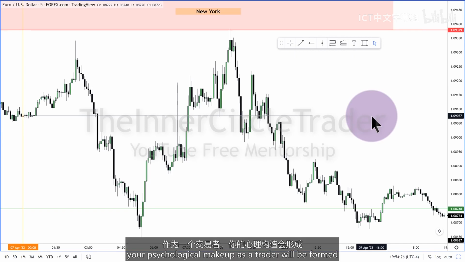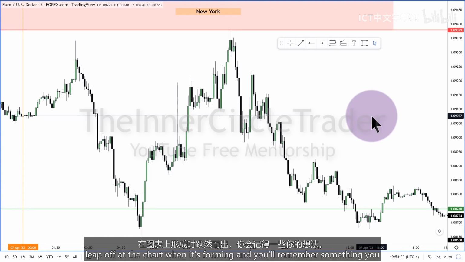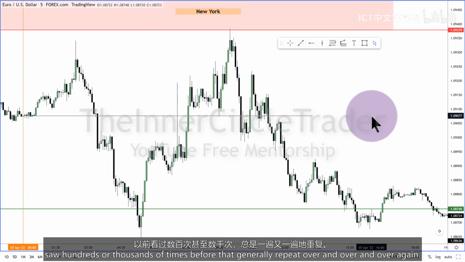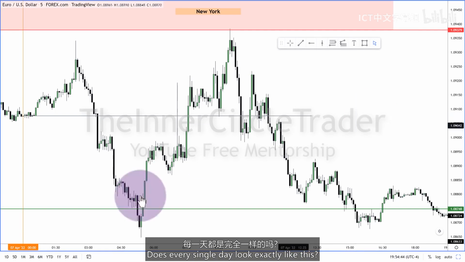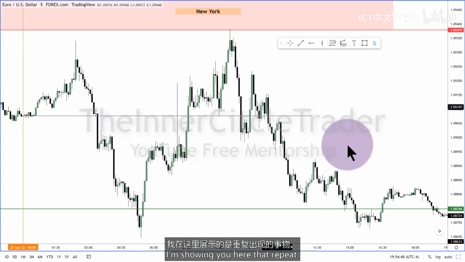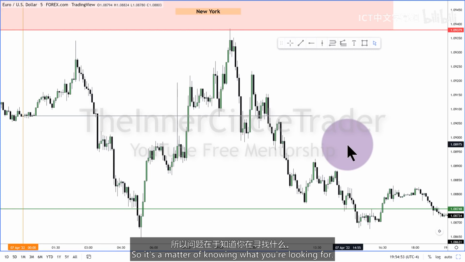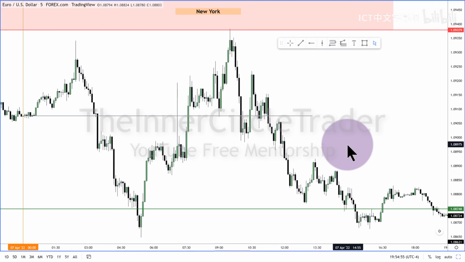And by doing this, your psychological makeup as a trader will be formed with these things in mind. So that way, when you're watching price action, it'll leap off the chart when it's forming. And you'll remember something you saw hundreds or thousands of times before that generally repeats over and over and over again. Does every single day look exactly like this? No. But there's a lot of similarity to the things I'm showing you here that repeat. So it's a matter of knowing what you're looking for.